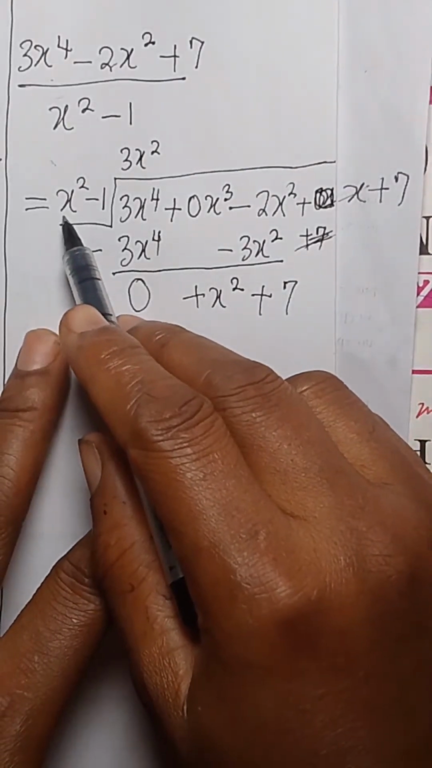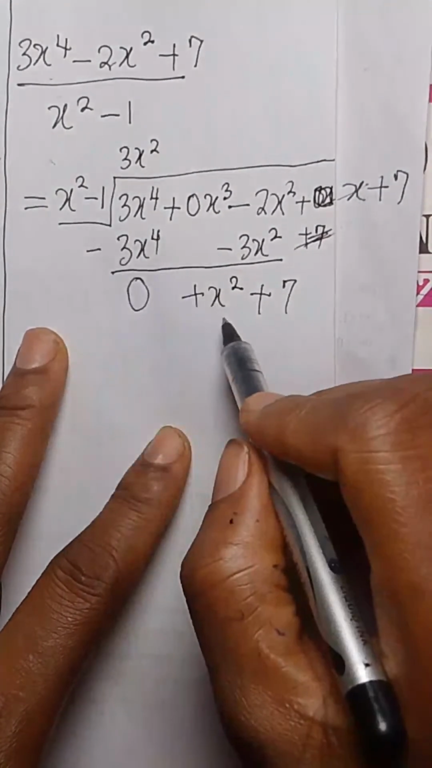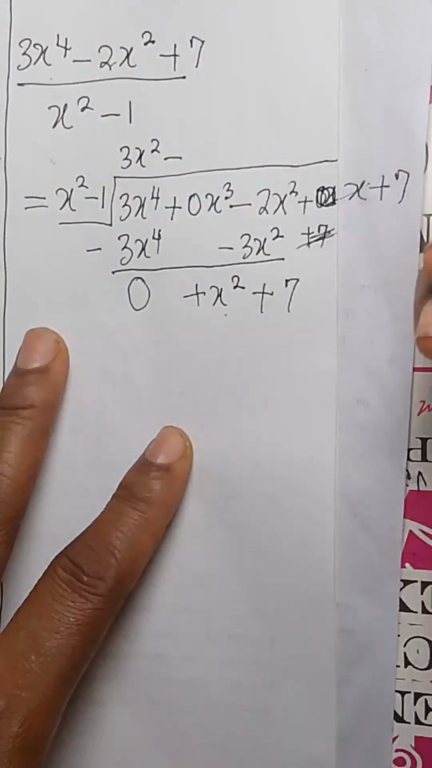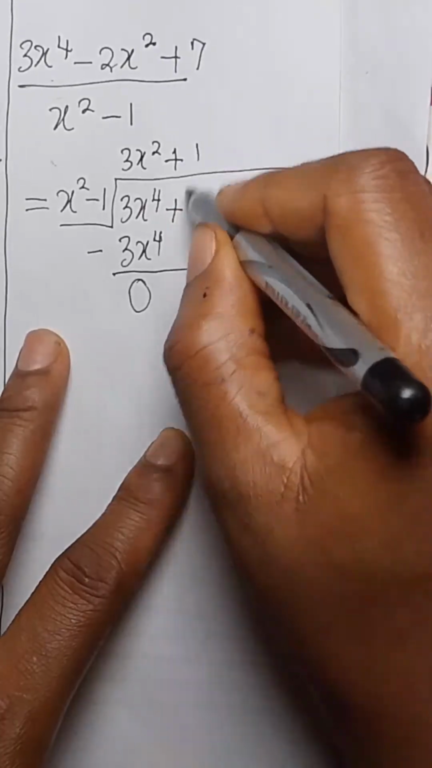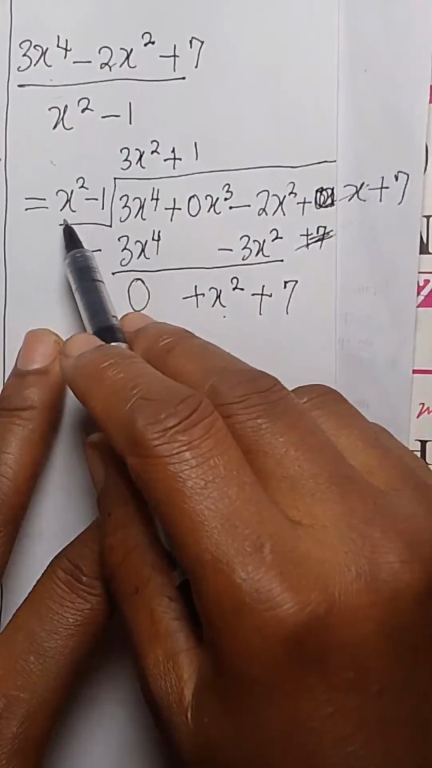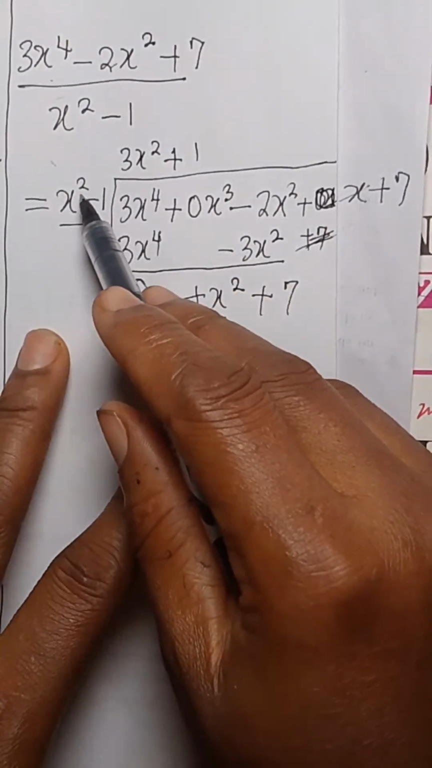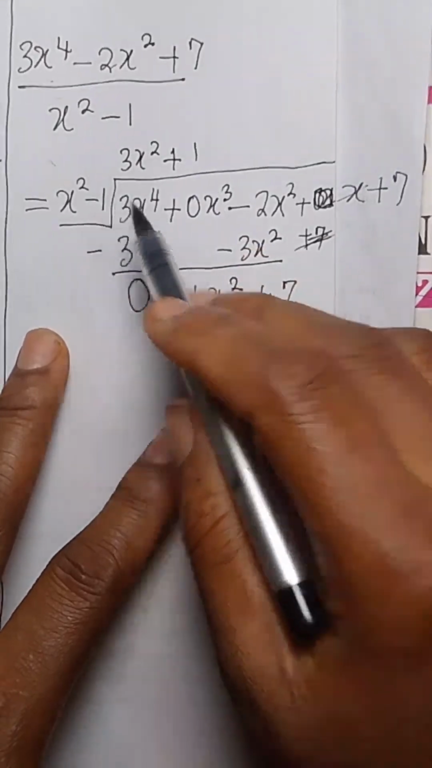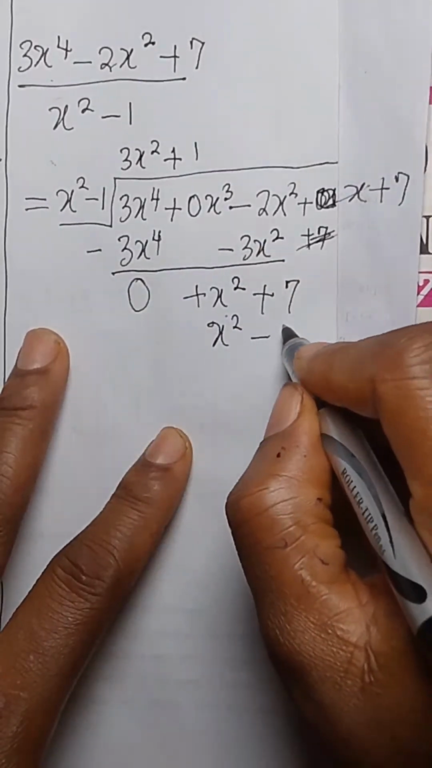Then we are going to divide again. x squared divided by x squared will give us 1. That is plus 1. Okay. Then we are going to use it and multiply the 2 terms here. 1 multiplied by x squared will give us x squared. 1 multiplied by minus 1 will give us minus 1.